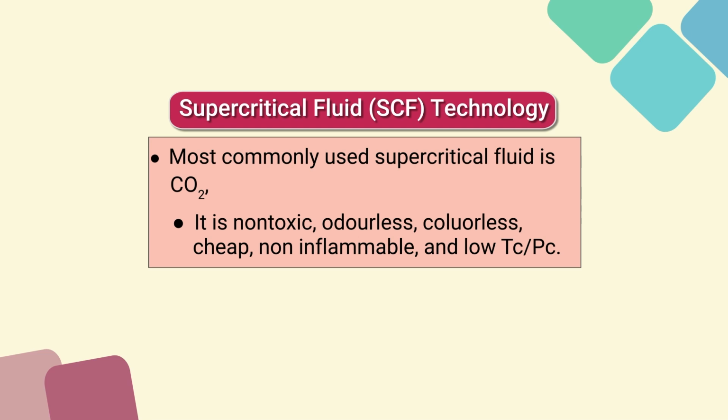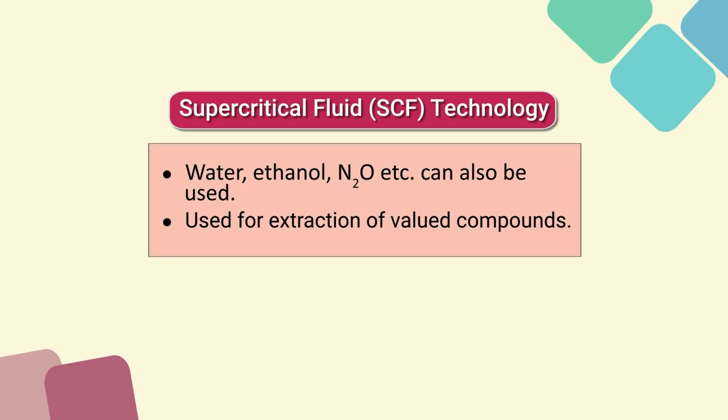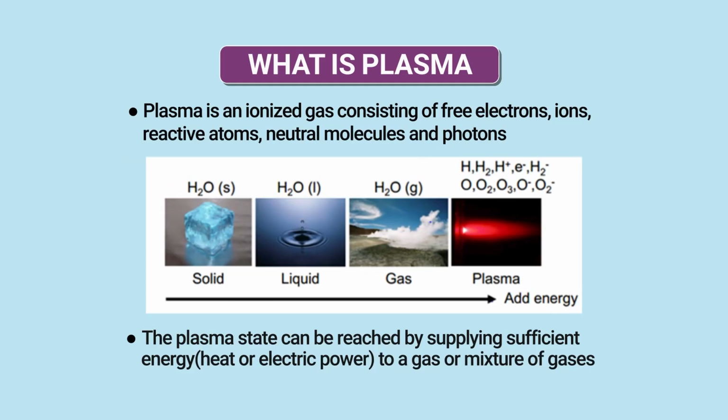For food applications, CO2 is mainly used as the fluid. And why is it popular as a supercritical fluid? Because it is non-toxic and odorless, so interaction with the food goes very well. However, water, ethanol, and other fluids can also be used, but the most popular and most suitable is CO2. It is applied for the extraction of valued compounds present in very small amounts in a particular material, waste, or food material, and their extraction can be very easy here. This is treated as a green technology.